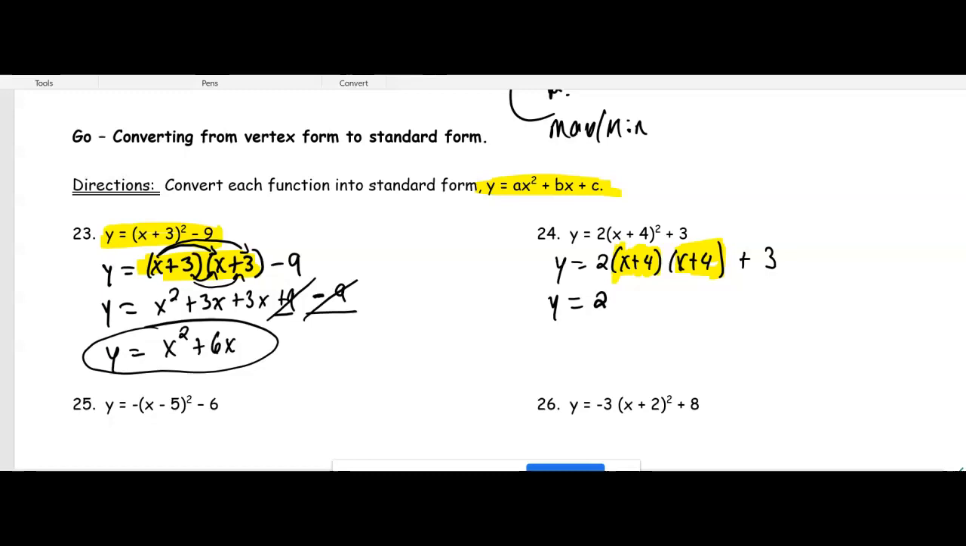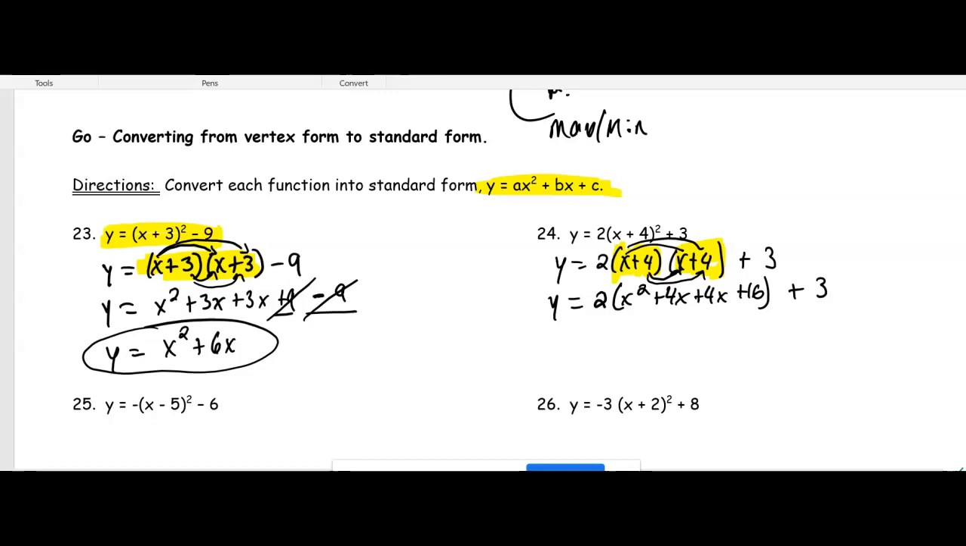So the 2 I'm going to ignore. I'm going to drop it down. And we're going to do x times x and x times a 4. Then you're going to take your 4, multiply, that's a 4x. And then the 4 times the 4 is a 16. Close that, and then we have the 3 still kind of hanging out at the end.